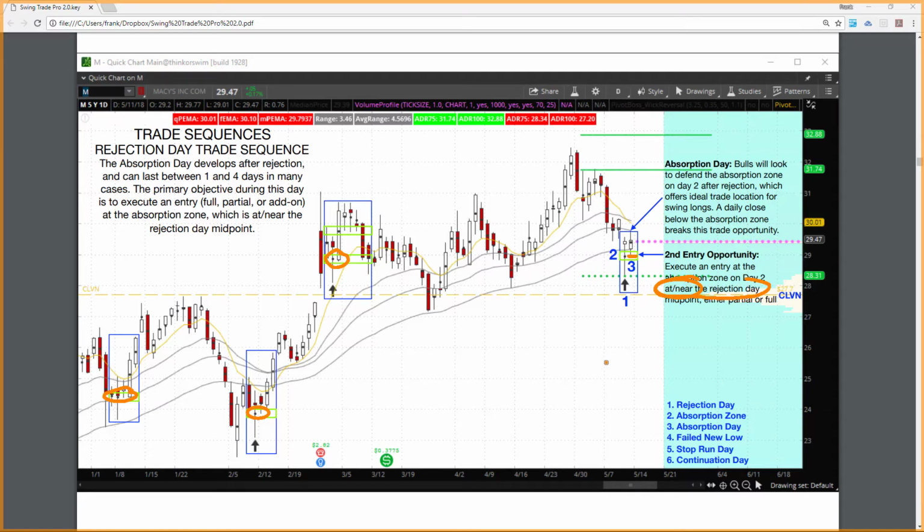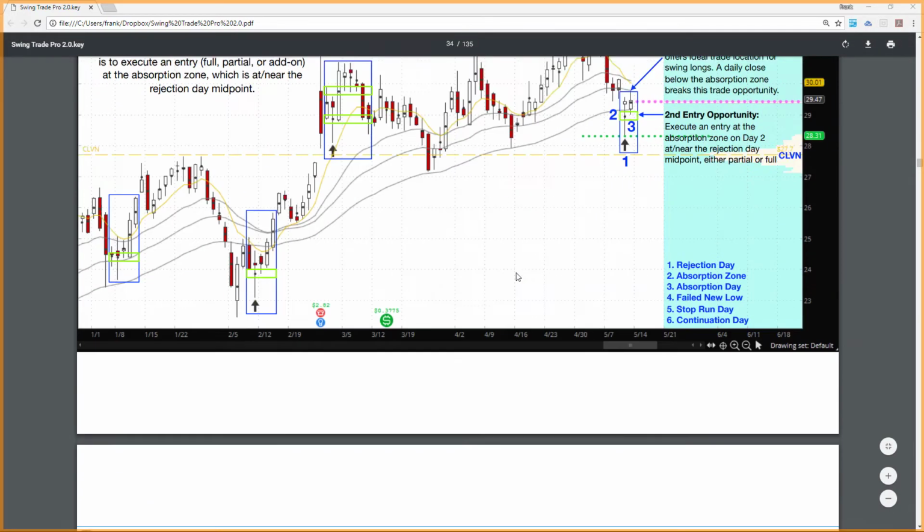And so you want to be able to identify the zone, and when price drops into that zone, look for signals that it is showing strength off that area, because that would be a great spot to enter that trade at the best favorable location ahead of what could be a great reversal ahead. So we have a rejection day right here, we have the absorption zone, and now we have the absorption day coming into the zone for an entry. So 2 opportunities to enter that trade so far.